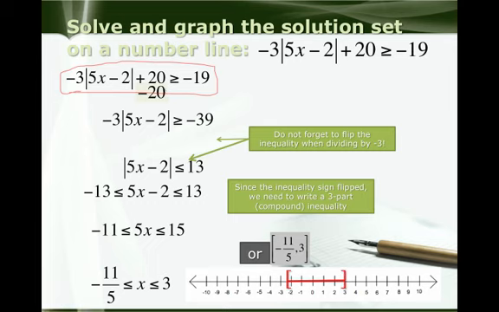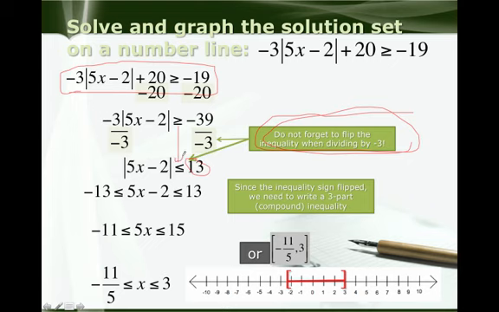After subtracting 20 from both sides, I get negative 3 times our absolute value greater than or equal to negative 39. Well, I need to move that negative 3. How am I going to do that? By division. Now, big key right here: do not forget to flip the inequality when dividing by negative 3. So when I divide by negative 3, I get positive 13 over here, but it flips my inequality.